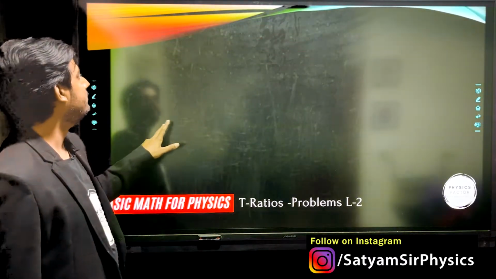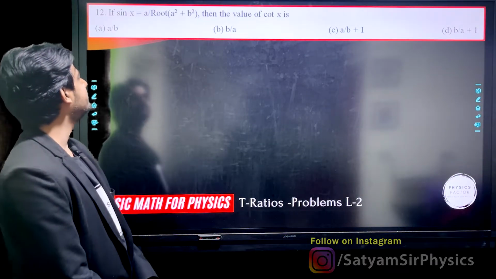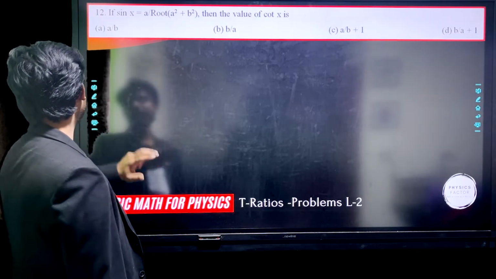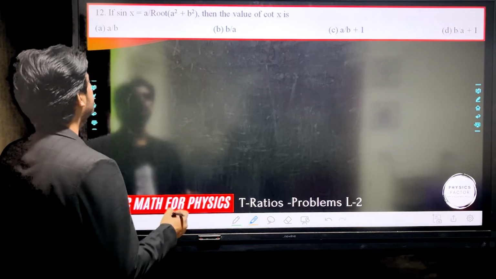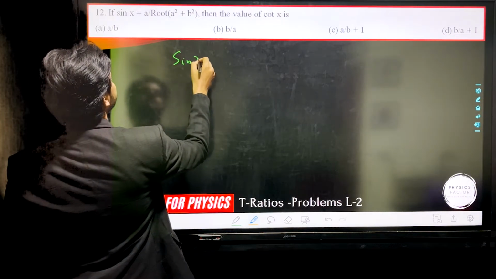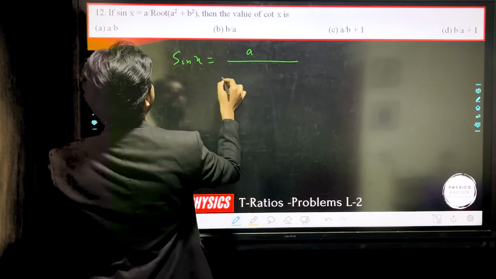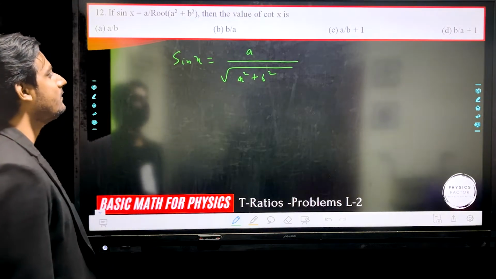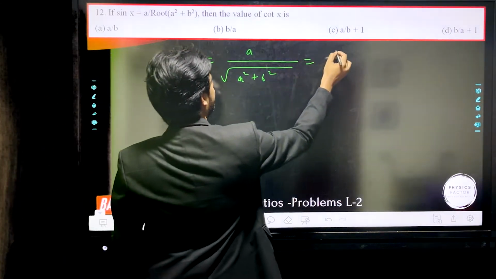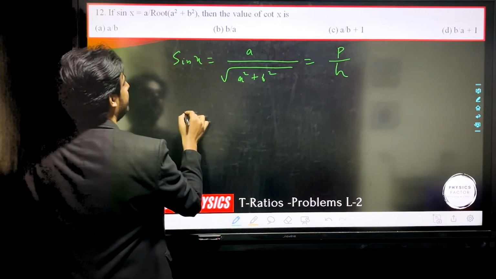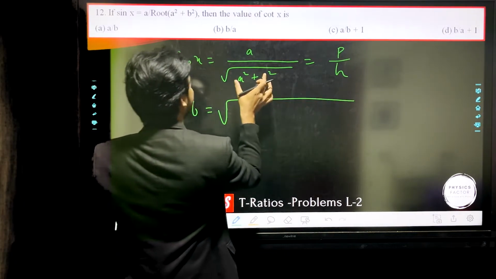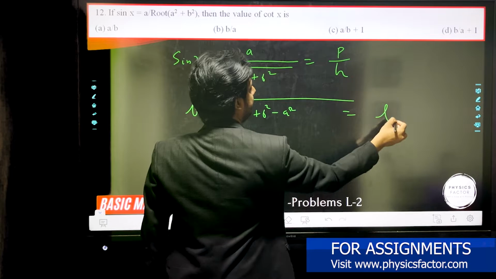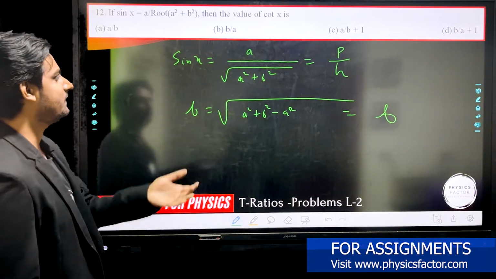Question number 12. Okay, this is the question. Let's try to solve it. So sin x is given to you as a upon square root of a square plus b square. Find the value of cot x. So we'll do the same process. We'll write perpendicular upon hypotenuse. We calculate the base. So base will be square root of this square minus this square. So a square plus b square minus a square. So we'll get b, right? And base equals b.